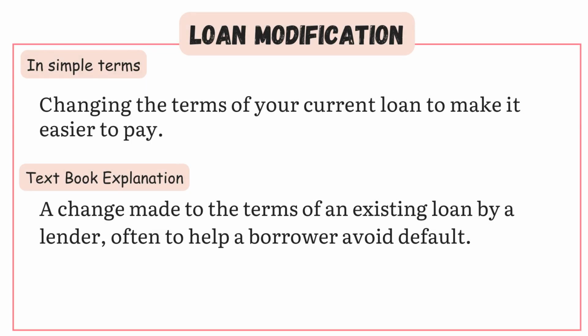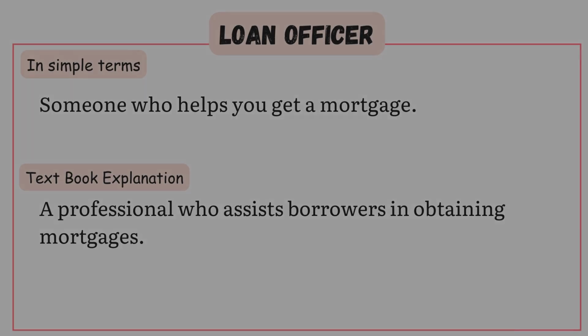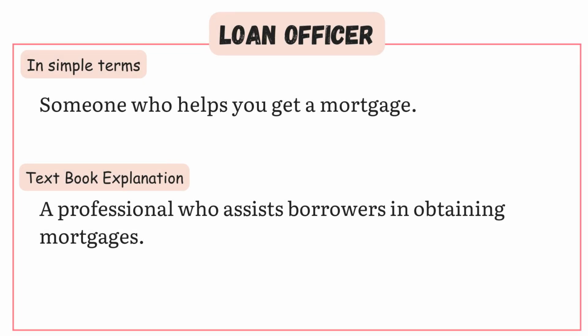Loan modification. In simple terms, it is changing the terms of your current loan to make it easier to pay. As per textbook definition, loan modification is a change made to the terms of an existing loan by a lender, often to help a borrower avoid default. Loan officer. In simple terms, it is someone who helps you get a mortgage. As per textbook definition, loan officer is a professional who assists borrowers in obtaining mortgages.